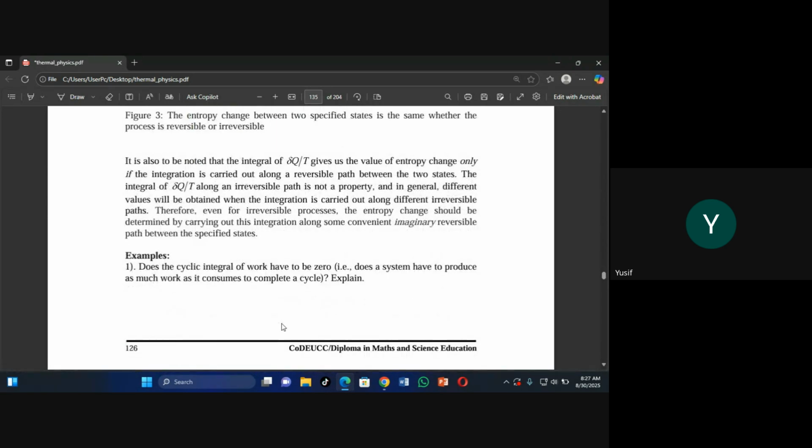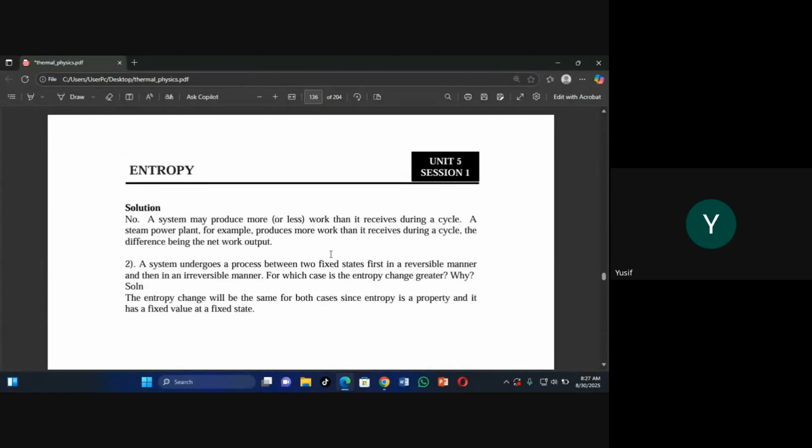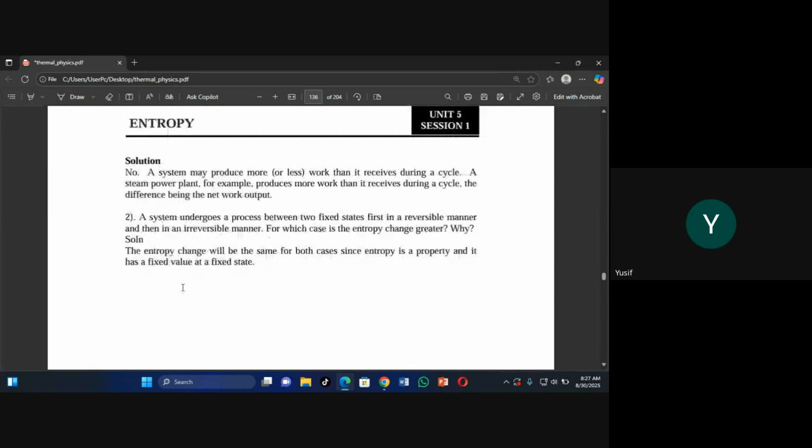Okay. So now let's look at some examples. I think I'll leave it for you, but let's read it. They said that the cyclic integral of work has to be 0, that a system has to produce as much work as is consumed to complete a cycle, and they say explain, and the solution is here for you. So please, we've laid the foundation. You read it to get understanding. If there is any confusion, then you create awareness. Then we go over.